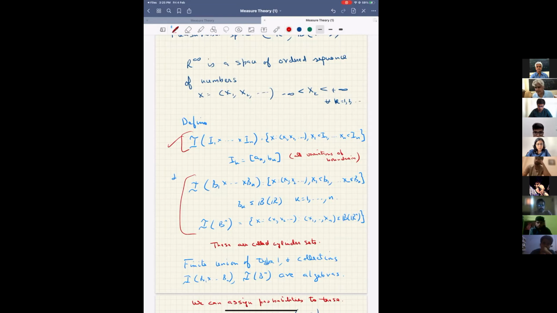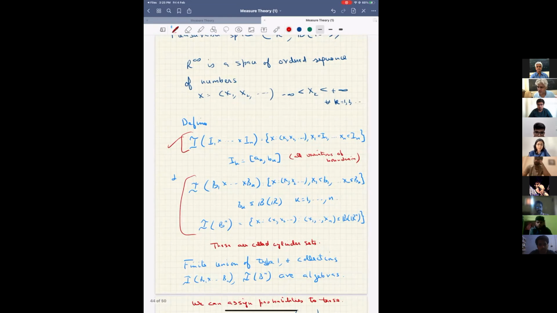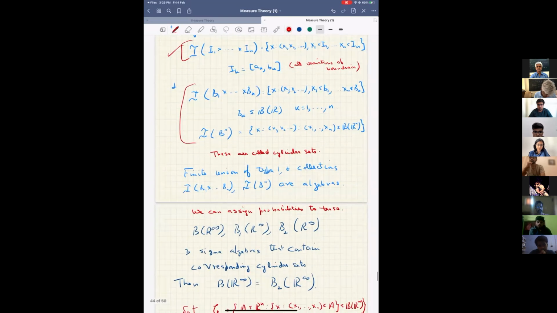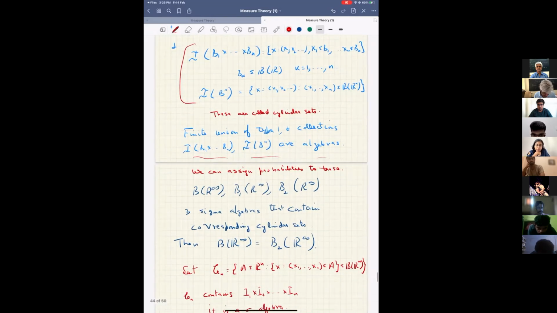But for all these three guys, if I ask myself, what's the smallest sigma algebra which contains these sets? The smallest sigma algebra is going to be identical. By now, you begin to expect these things, I guess. It just tells you that many of these things are going to be equivalent. So you might as well define the sigma algebra on the simplest, and then you're done. These are all algebras, finite unions of type 1 and collections. We can assign probability to these.